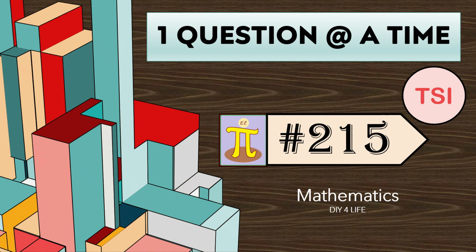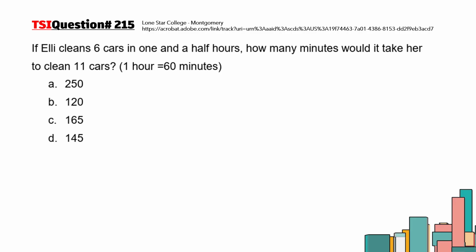Question number 215. If Ellie cleans 6 cars in 1.5 hours, how many minutes could it take her to clean 11 cars? 1 hour is 60 minutes.